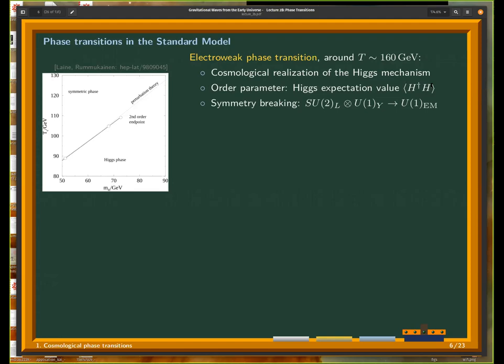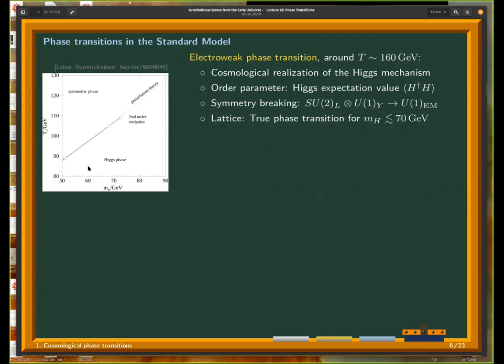So the electroweak phase transition is also associated with a symmetry breaking process. As I said, it's just the realization of the Higgs mechanism. So during this phase transition, we break SU(2) isospin times U(1) hypercharge down to U(1) electromagnetic. To study the phase diagram of this phase transition, it's necessary to perform numerical lattice simulations. And you see a sketch of the phase diagram here on the left-hand side. So the order of the electroweak phase transition and the corresponding critical temperature as a function of the Higgs mass. And then if you perform numerical lattice simulations of the standard model, you find that this phase transition is really a true phase transition for Higgs mass below 70 GeV or so, which you can see here.